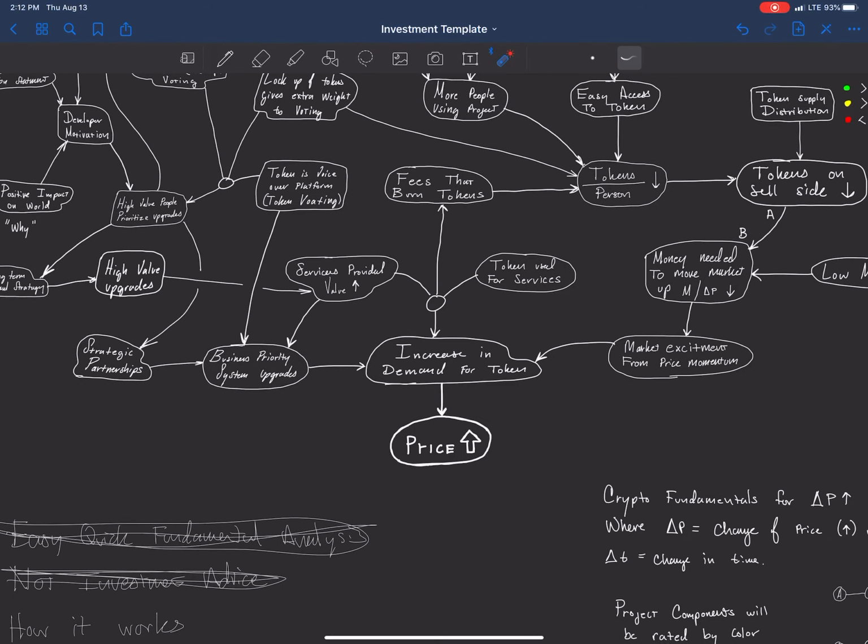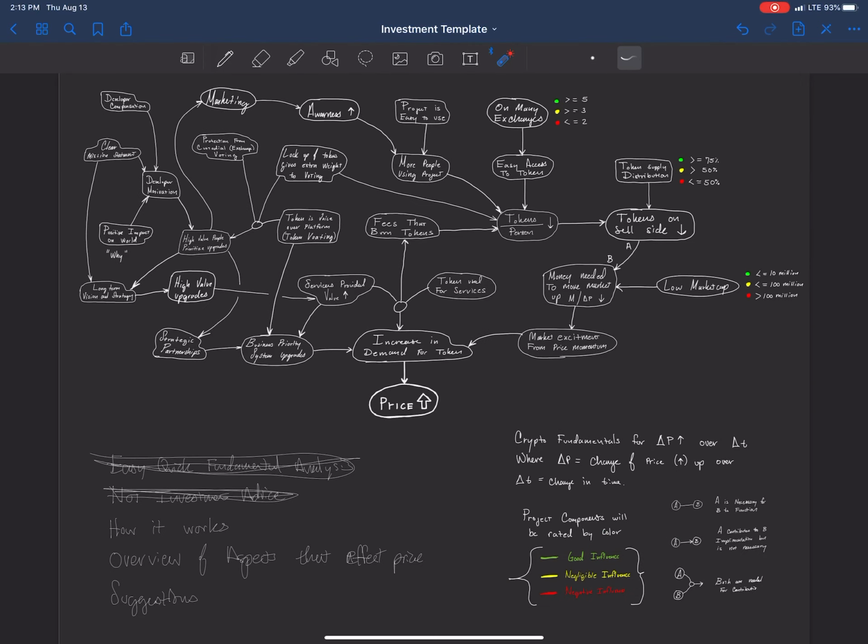And so the things that affect it are these three things that affect the increase in demand for the token, such as market excitement, such as the services provided by the token having value. But when you see this, it means these two things have to work in concert in order for the contribution to happen. So the token has to be used for its services, and if the token services provided go up, these two things will work together to increase demand, okay?